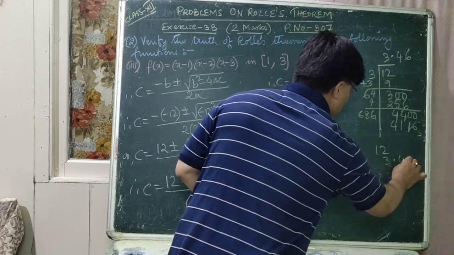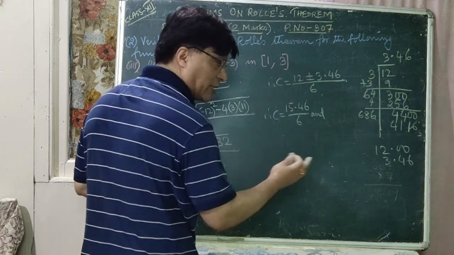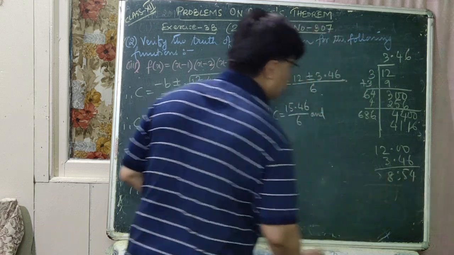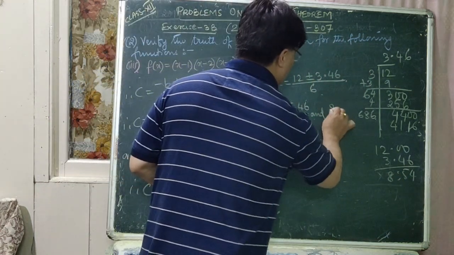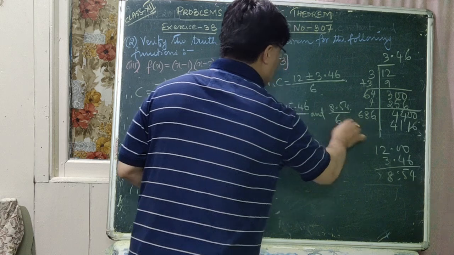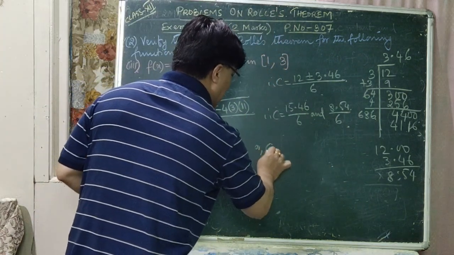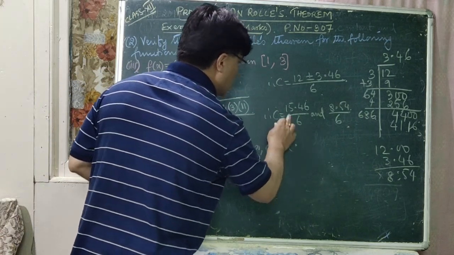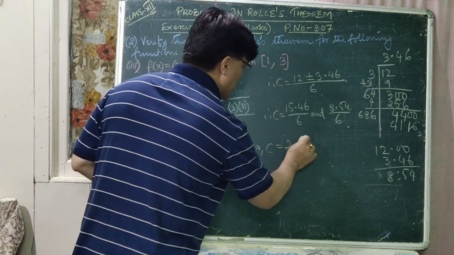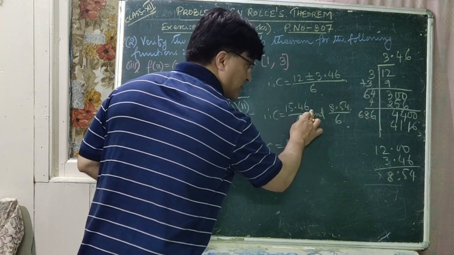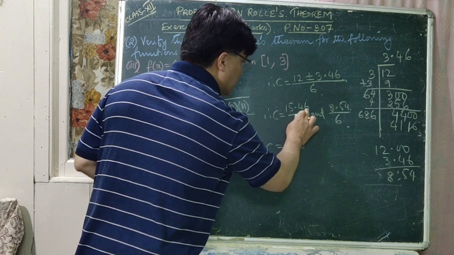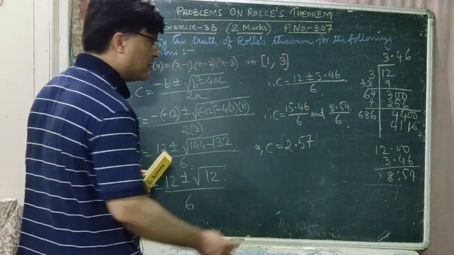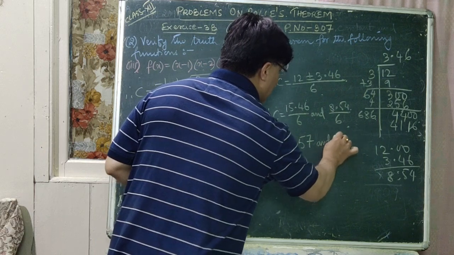12 minus 3.46. After the point we take double zero. 4 5 11 8 8.54. So 8.54 divided by 6. Approximately you can divide it, right? So this is 6 2s are 12, 6 5s are 30, 6 7s are. Approximately it is 2.57. And what is the other one here?